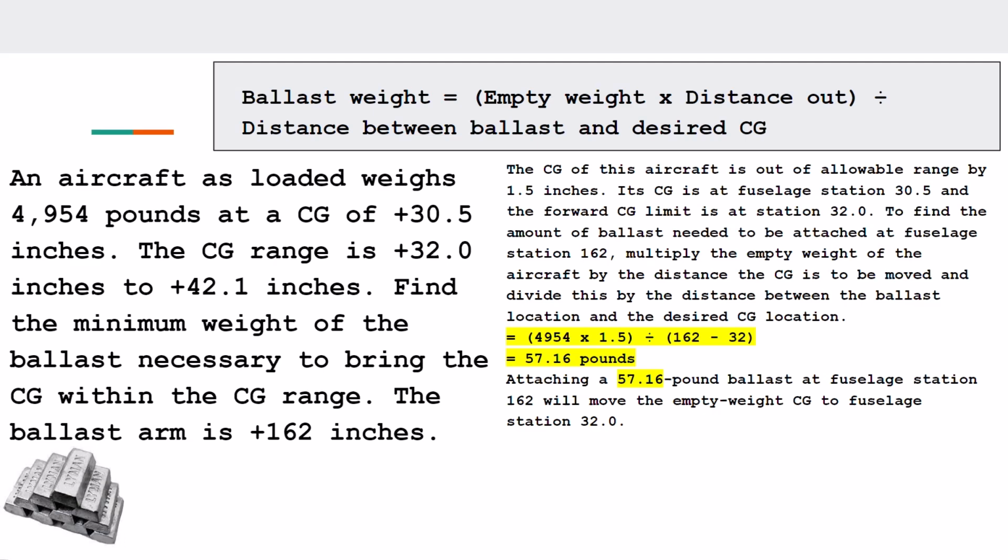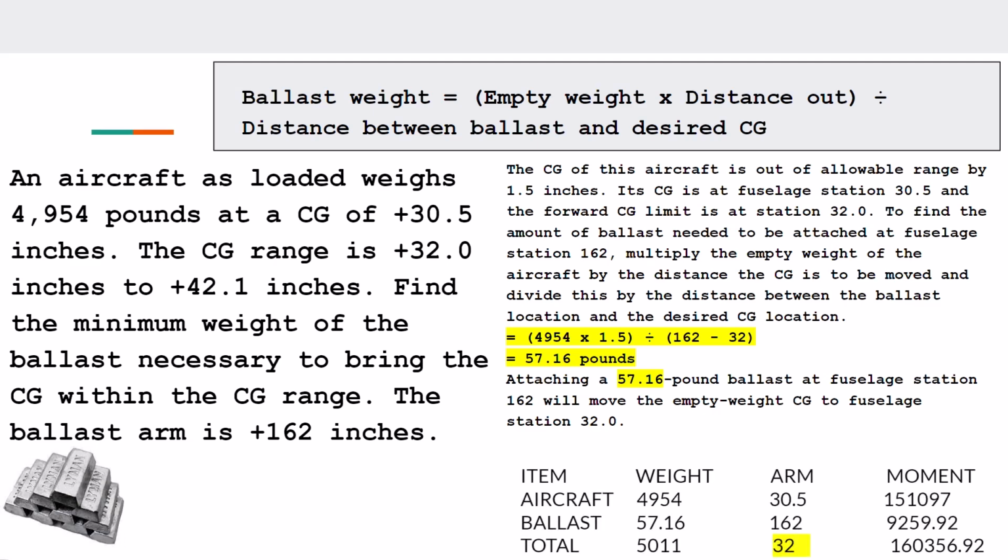So if we plug all of those numbers in, 4,954 times 1.5 divided by 162 minus 32 will give us a ballast of 57.16 pounds. So attaching a 57.16 pound ballast at fuselage station 162 will move the empty weight CG to fuselage station 32. And here's a diagram, or the IWAM, of a new calculation so we can verify it actually moves the CG to station 32.